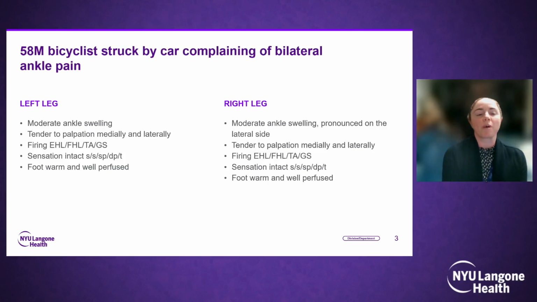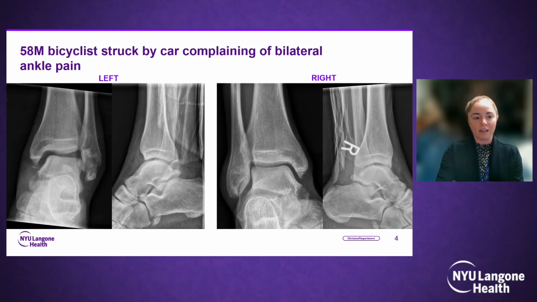Case one. He's a 58-year-old gentleman. He was a bicyclist struck by a car. He was complaining of bilateral ankle pain. On examination, the left leg had moderate ankle swelling. He was tender to palpation both medially and laterally, and he was neurovascularly intact. On the right side, he had a moderate amount of ankle swelling, more pronounced on the lateral side, and he was tender to palpation both medially and laterally, and neuro intact on that side.